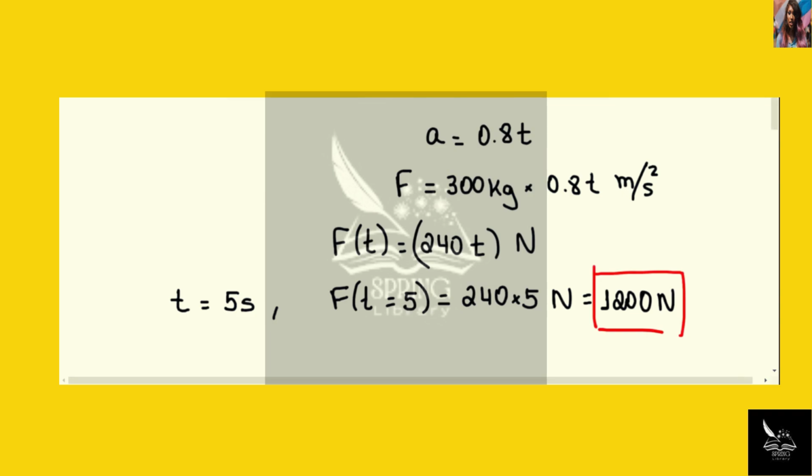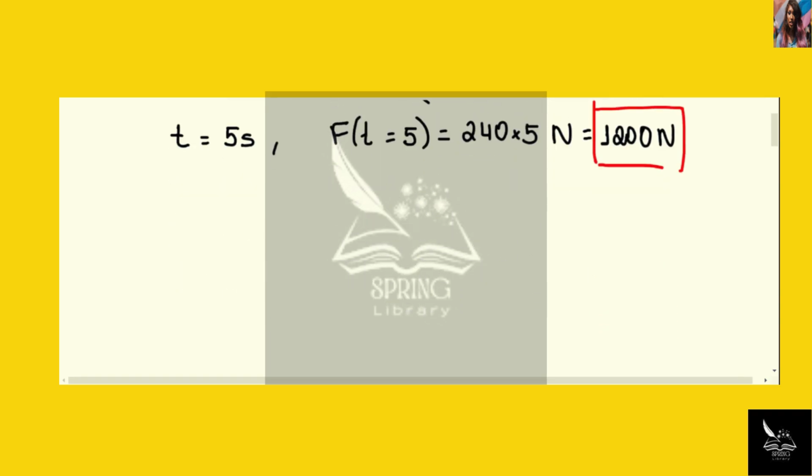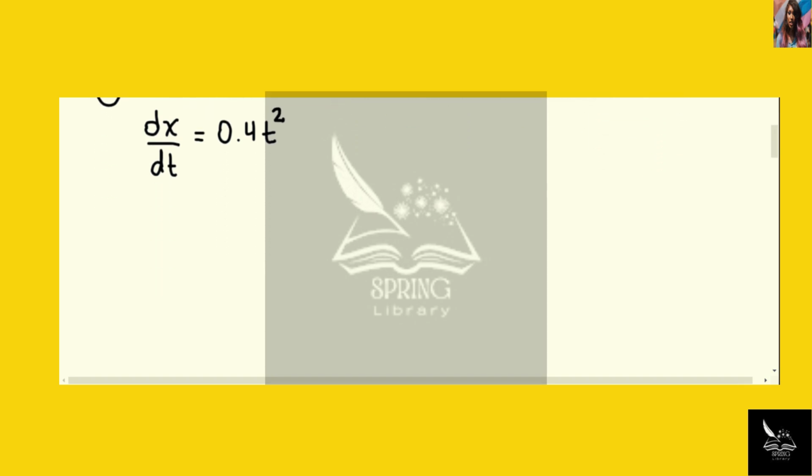Then in question B, the next part of the question, we need to find how far the particle moved, the block traveled in these 5 seconds. So we have that v is equal to 0.4 t squared. Now v is dx/dt. And this is equal to 0.4 t squared. So dx is equal to 0.4 t squared dt.